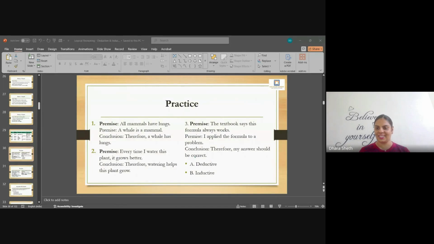It is not inductive, it is deductive. Why? Formula always works. You focused on what the textbook says, but the statement is about the formula always working. I applied the formula, so it has worked for me. The answer has to be correct.